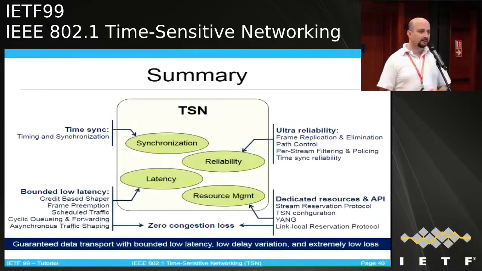So to summarize, TSN has these 4 pillars: synchronization, for which we have the 802.1AS specification; reliability, which covers multiple aspects, as we heard; the replication and elimination for extremely low loss protection for device failures; and all the rest for protection against misbehaving streams; and the shapers and queuing mechanisms to provide the latency, together with the resource management in order to achieve zero congestion loss.